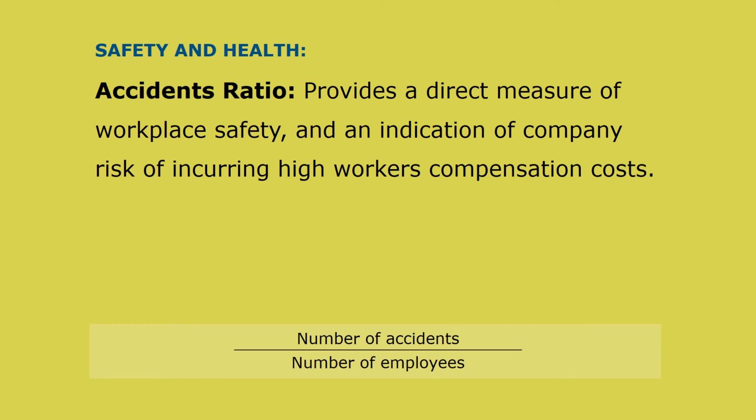Safety and health is about ensuring the safety, security, health, and welfare of people at work. Accidents, both total and averages, are a good metric here, which provide a direct measure of workplace safety and an indication of company risk of incurring high worker compensation costs. We calculate it by taking the number of accidents over the number of our employees.